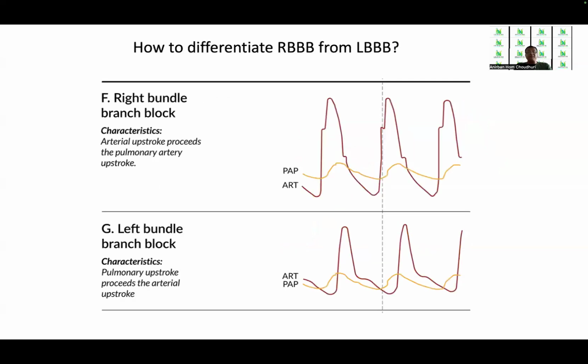How to differentiate RBBB from LBBB? In right bundle branch block, characteristically, the arterial upstroke precedes the pulmonary upstroke, whereas in left bundle branch block, the pulmonary upstroke precedes the arterial upstroke. So you can clearly appreciate that.